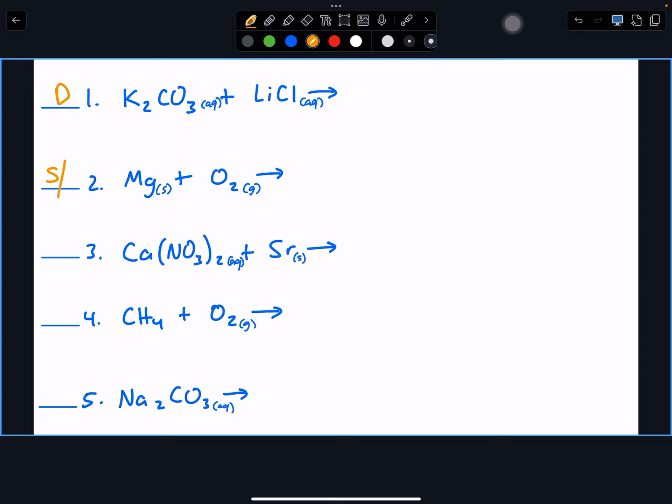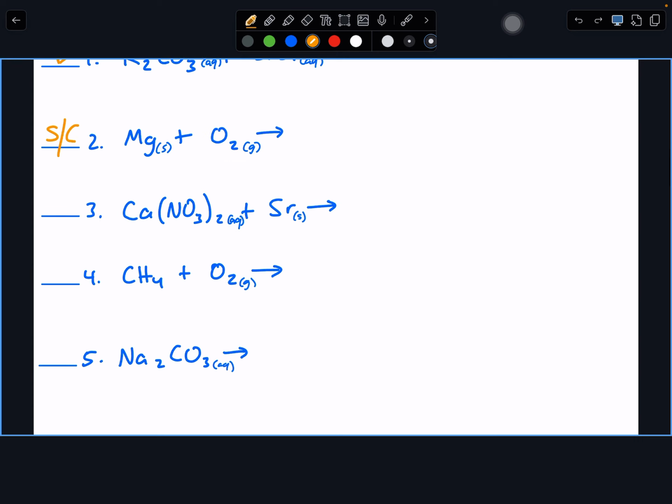Synthesis, because why? It's 2 reactants. Okay, but what are the reactants in particular? A plus B. Mg. Elements. They're elements. They're not compounds. That's what makes it synthesis. And then what makes it combustion? The O2. Okay, number 3.